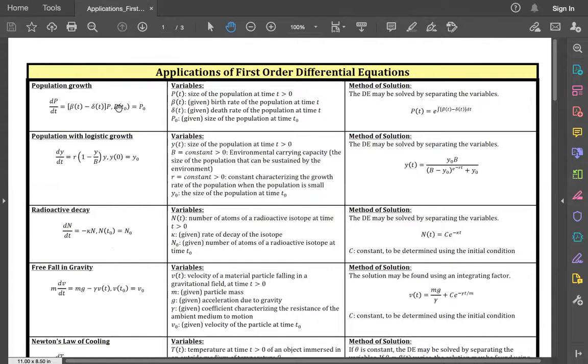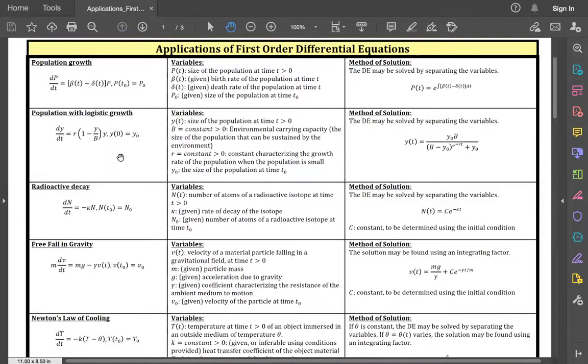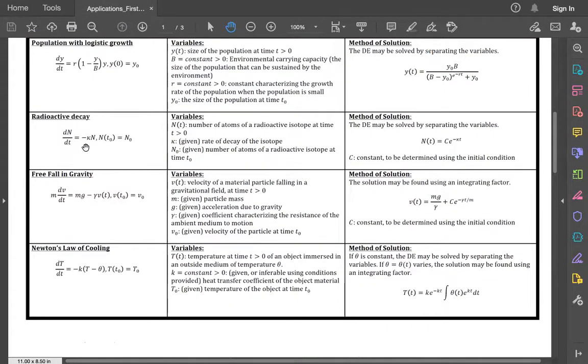So we've talked about this population growth one. The rate of change of the population is equal to the difference between the birth rate and the death rate times the current population. We looked at populations with logistic growth just now. Radioactive decay: the rate of change of the amount of an isotope is equal to this negative decay rate times the current amount that you have.